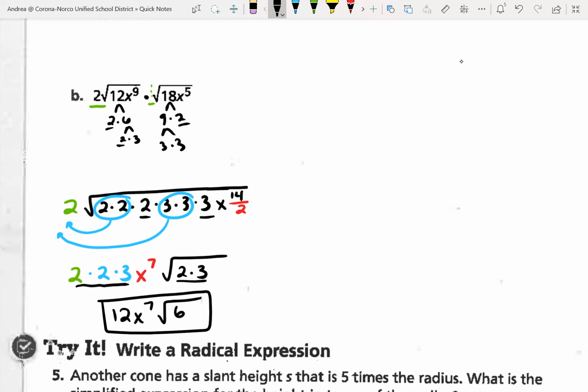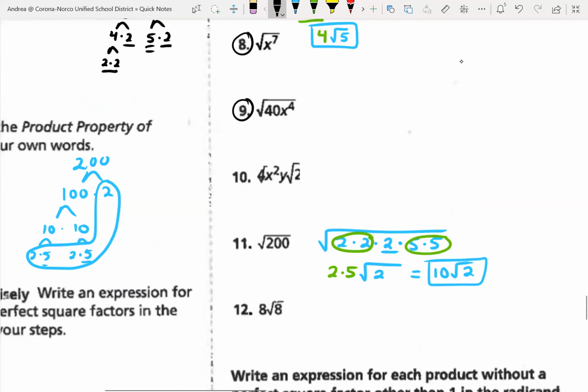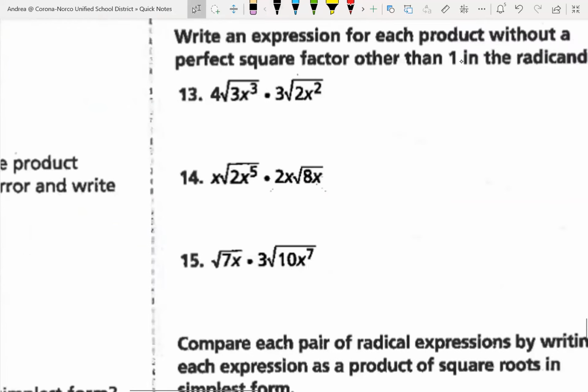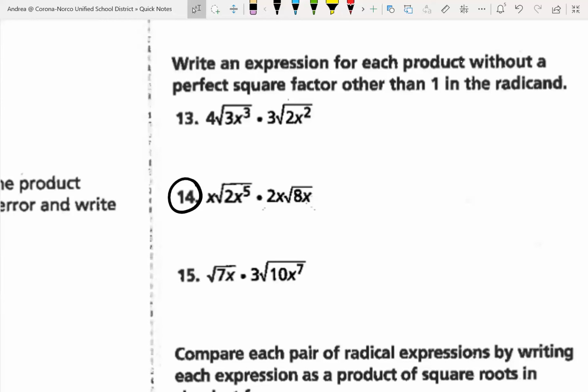Any questions over that? How are we doing here? Getting a little easier? Okay. Let's go back to this page. Okay, do number 14 and 15.